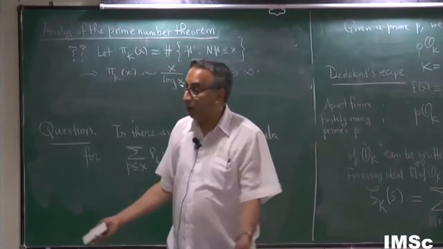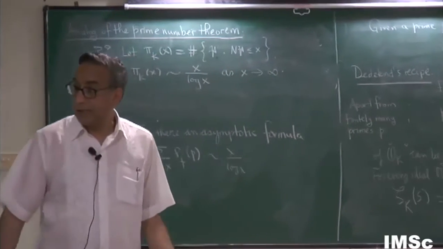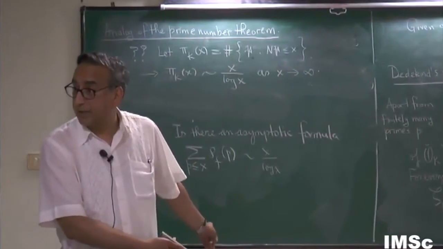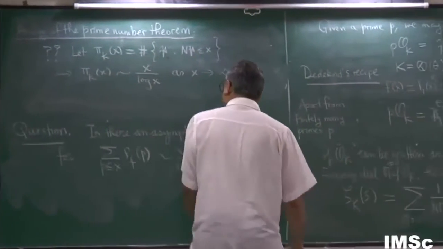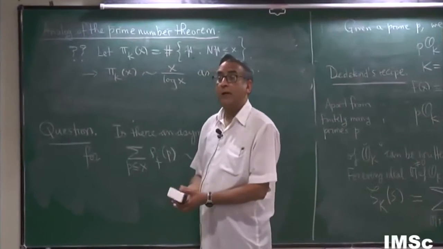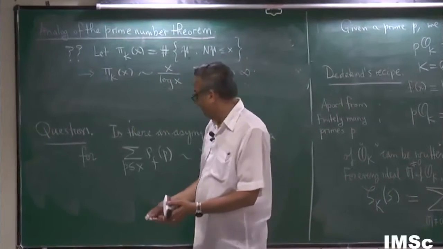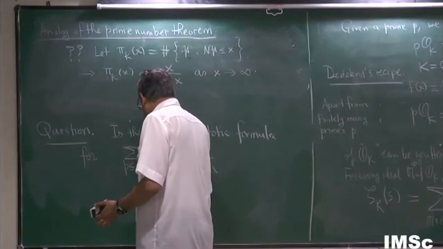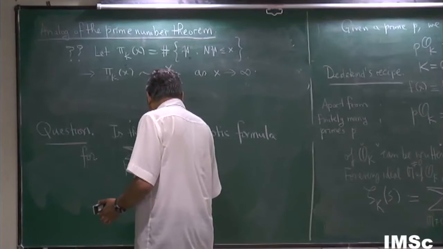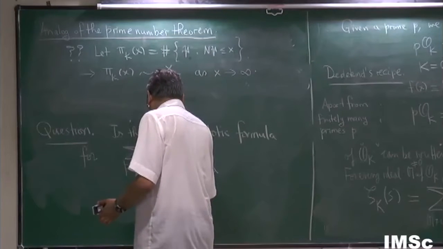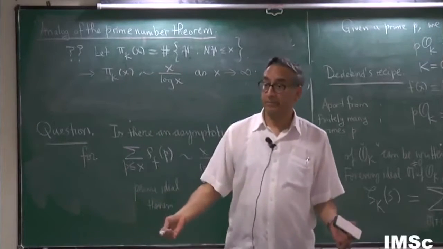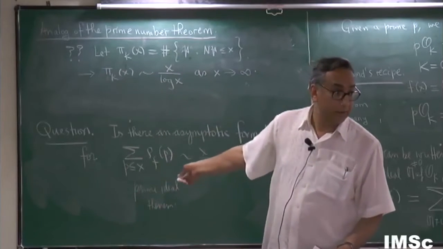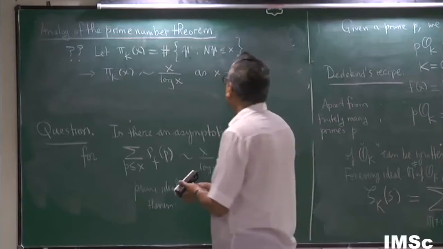So now we have a Tauberian machine which tells us how to go about getting these asymptotic formulas. In other words, this is nothing but the so-called prime ideal theorem. So it's not the prime number theorem, it's the prime ideal theorem. That is, how many prime ideals are there whose norm is less than x. That's what's called the prime ideal theorem in number theory. So how do you count that?